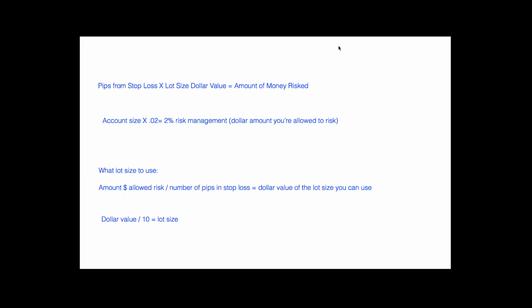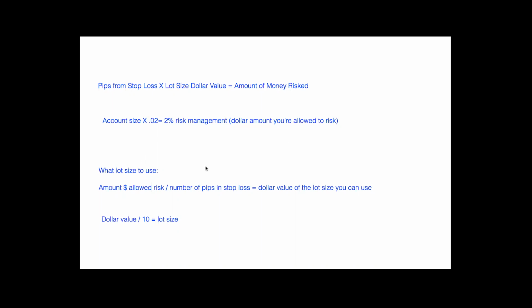Now, from here, you can figure out how much money you are risking on a trade by taking how many pips your stop loss is times the lot size dollar value. How you figure out the lot size dollar value is you take whatever your lot size is and multiply by 10, and that equals the amount of money you are risking. Those two formulas should equal the exact same number if you are doing this correctly. So you want to make sure those two answers match with whatever you choose, because you want to keep to that 2% risk management rule.